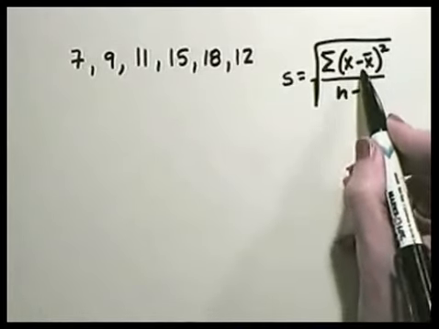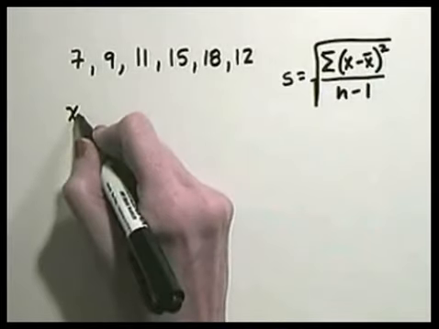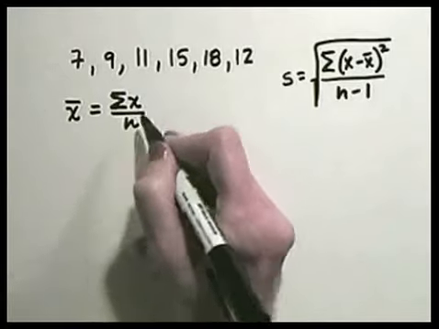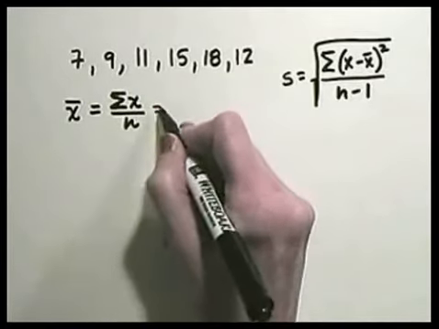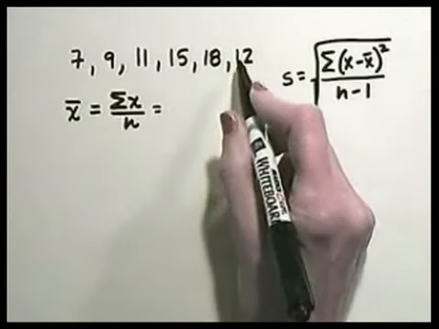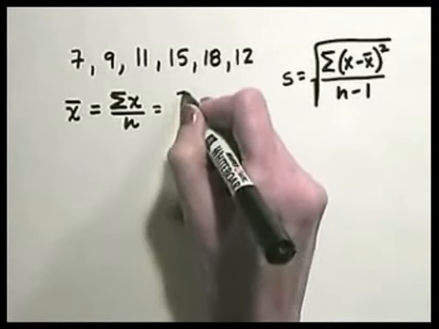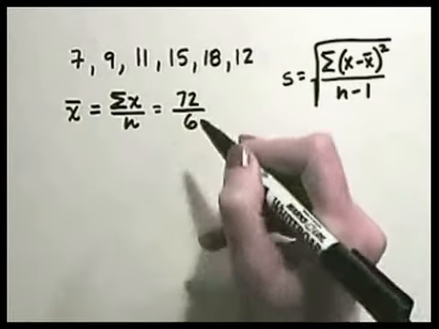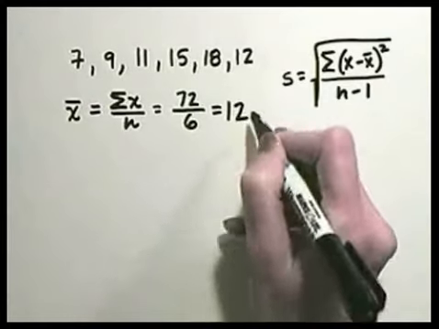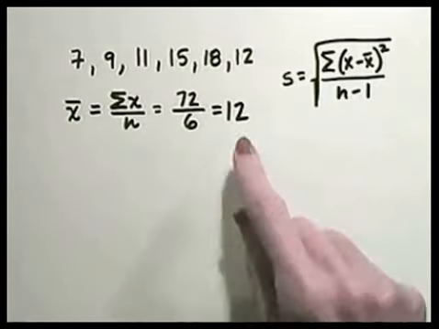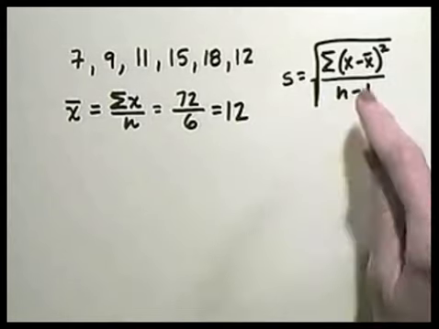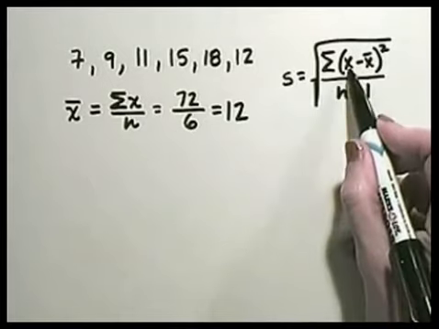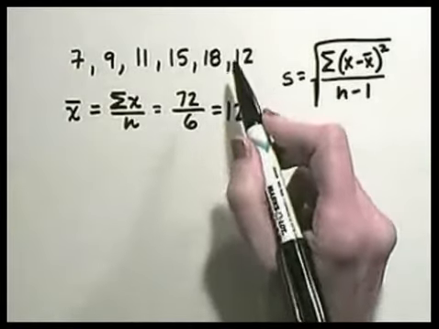Obviously, we're going to need x bar, so let's calculate that first. X bar is going to equal the sum of all of my values divided by the number of values. Here, we add together all of these values to give us a sum of 72. We divide that by the number of values. There are 6 different values, and we come up with 12 as our result. So that's the answer we'll use for x bar. Our n value, as we saw, is 6. The x is different depending on which value we're working with.